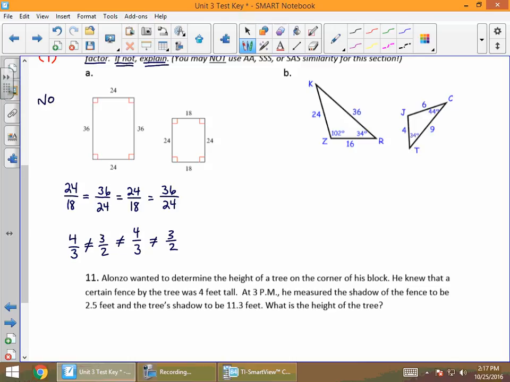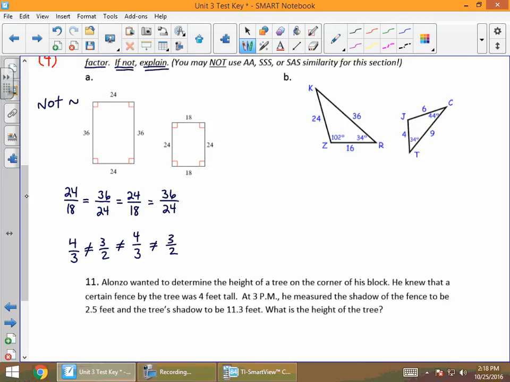So, for A, they are not similar. And then you need to either show me the work or just write a brief little explanation because it doesn't have a scale factor. Because 4/3 and 3/2 are different. This thing is not similar. So if you showed me your work and showed me that those things did not reduce to the same thing, you got both points. Or if you just said, because I tried to find a scale factor and there was no scale factor, you got both points. But it is not similar, and you had to show the work to explain it.